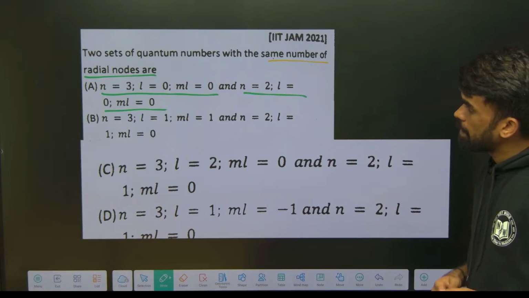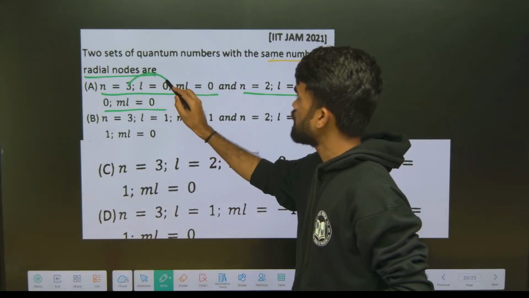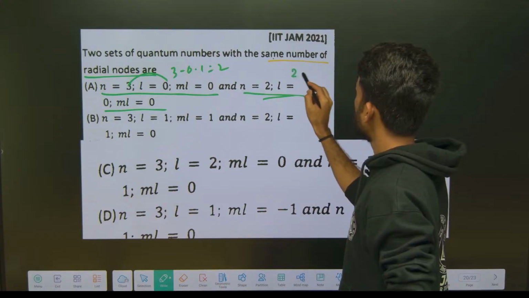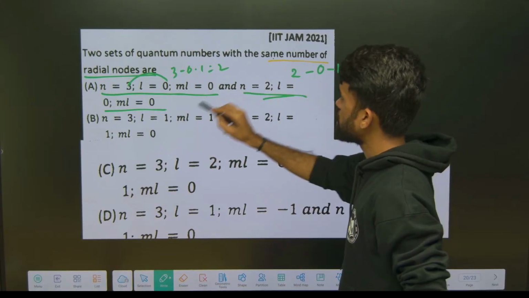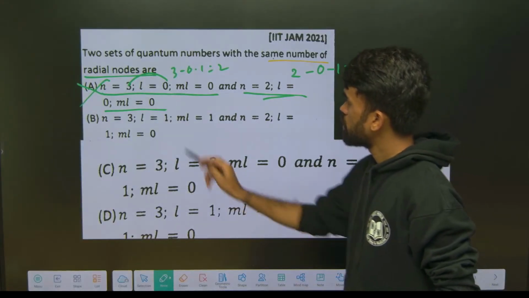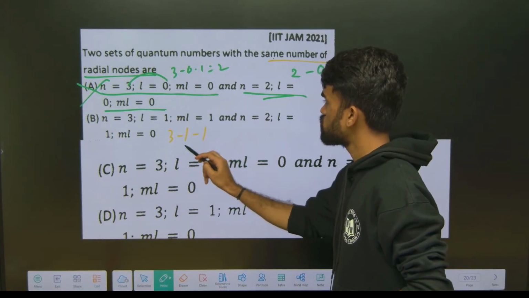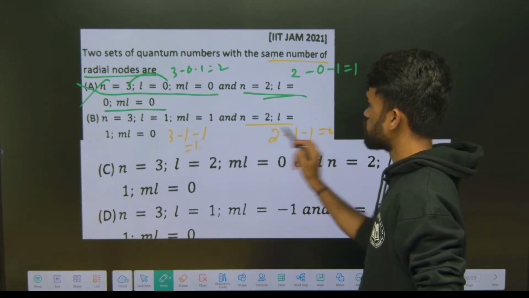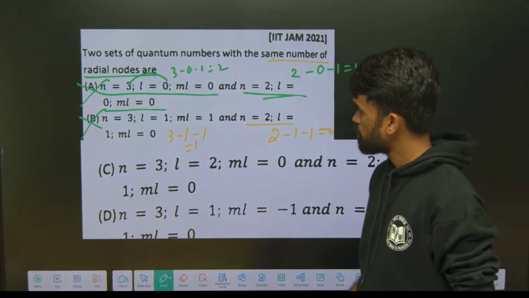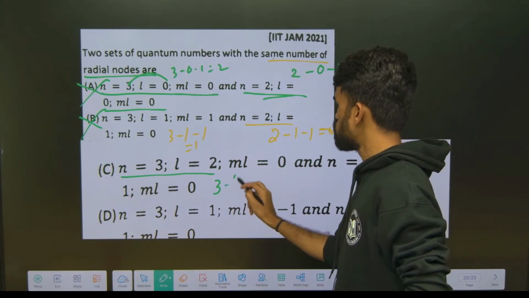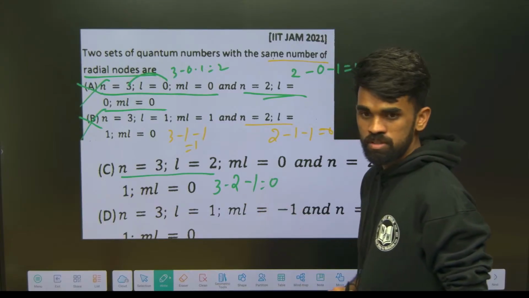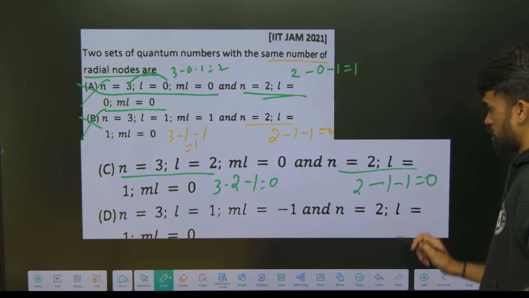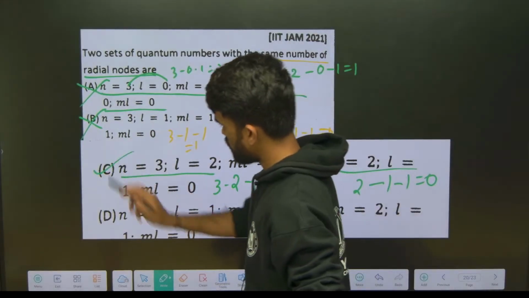First, option A: n minus l minus 1 is 3 minus 0 minus 1, which is 2. In the other case, 2 minus 0 minus 1 is 1, not equal, so remove this. Next option: 3 minus 1 minus 1 is 1, and here 2 minus 1 minus 1 is 0, also incorrect. Next option: 3 minus 2 minus 1 is 0 radial nodes, and 2 minus 1 minus 1 is also 0. So your appropriate answer will be C.